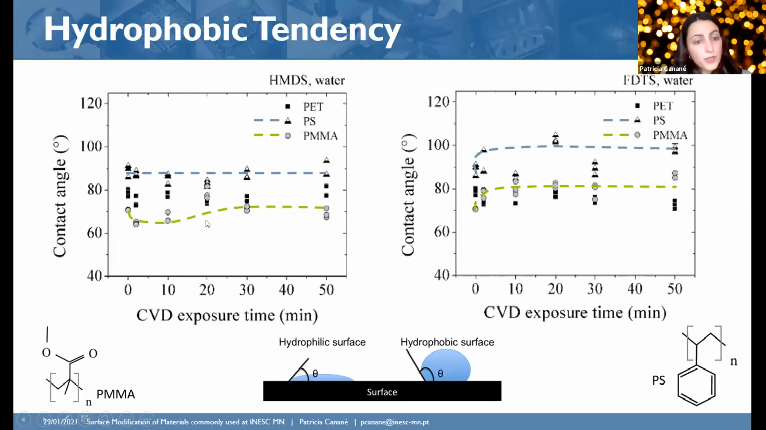However, when PMMA was exposed to HMDS, we see that there was a slight decrease of the contact angle, and then with the increment of time, we observed the return to the initial wettability. We can see here on the bottom left that PMMA exposes a methoxy group, so an oxygen bonded to a CH3 group. So what may have happened here is that the HMDS molecule adopted a specific conformation that would expose not the methyl groups, but instead the amine moiety, which has more affinity to polar groups than the CH3 groups, which may explain the slight decrease in contact angle.